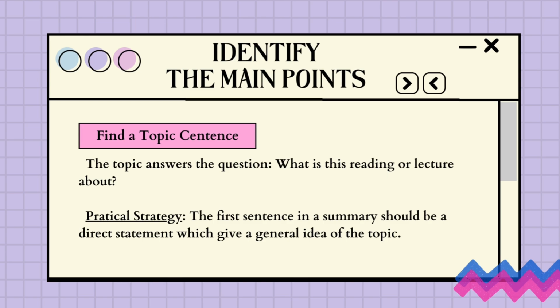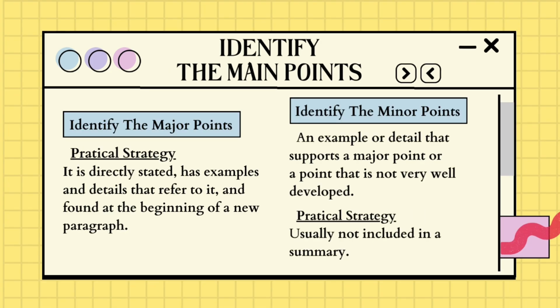Strategies to identify the main points. Find a topic sentence. A topic sentence is a very general statement that includes the subject of the reading or lecture and the way the topic will be developed. The first sentence in a summary should be a direct statement which gives a general idea of the topic. You can paraphrase a topic sentence or create it yourself.